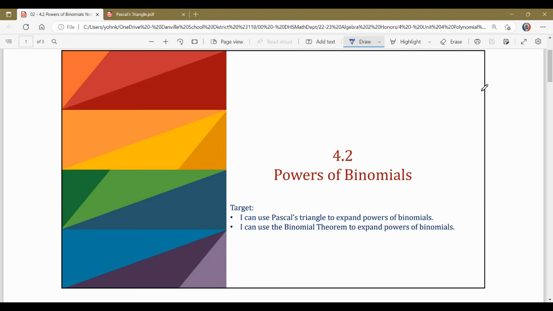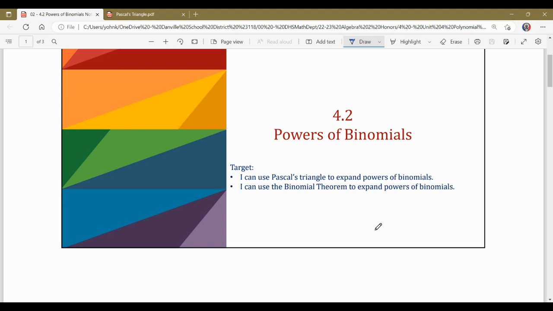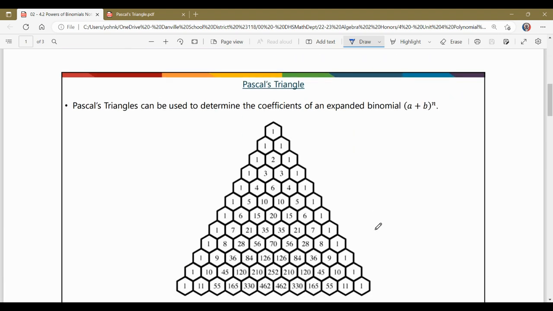Hey kids, welcome to section 4.2, Powers of Binomials. Today we're going to learn something called Pascal's triangle and how you can use it to expand powers of binomials. And then we're also going to use something called the binomial theorem to expand powers of binomials. So two different ways that we're going to learn how to expand powers of binomials.